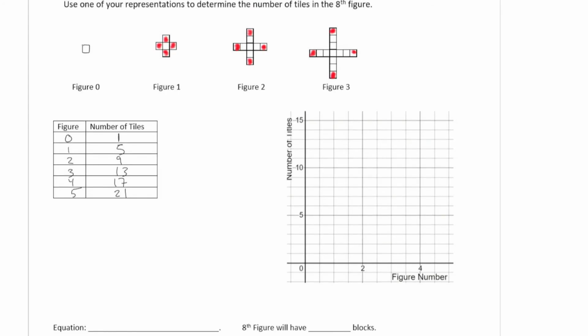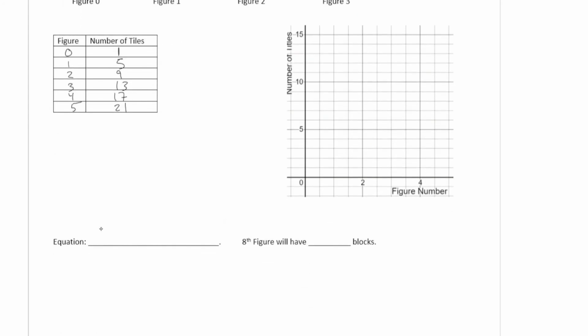And in fact, I think I can write this equation here, right? If y is the number of tiles, that's 4 times whatever x is plus the number 1. So if I just pick any one of these, like this one right here, well, figure 5, 4 times 5 is 20, plus 1 is 21. So that works quite nicely.